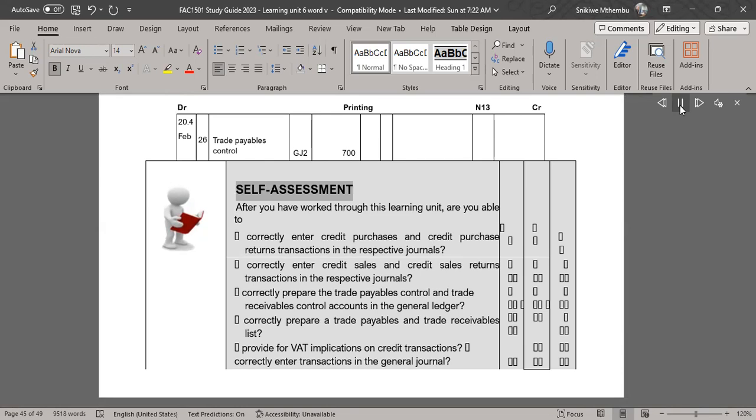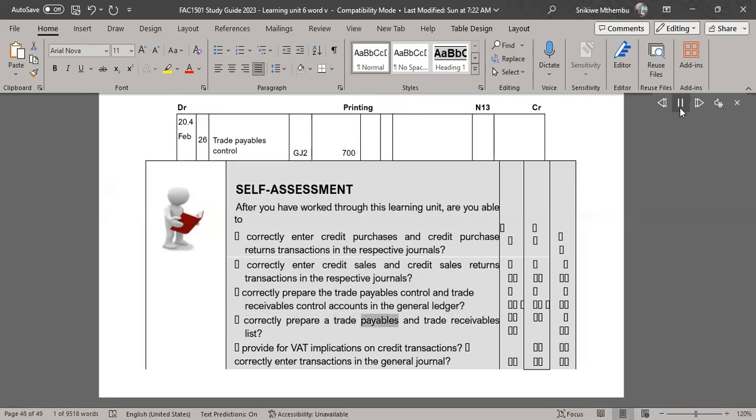Self-assessment. After you have worked through this learning unit, are you able to correctly enter credit purchases and credit purchase returns transactions in the respective journals? Correctly enter credit sales and credit sales returns transactions in the respective journals? Correctly prepare the trade payables control and trade receivables control accounts in the general ledger?